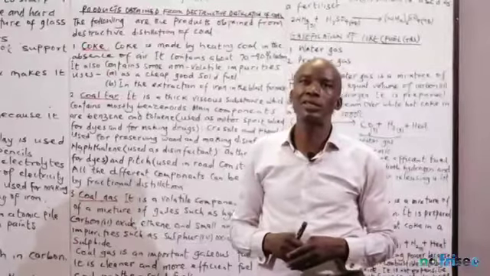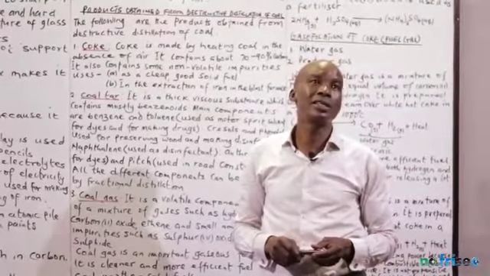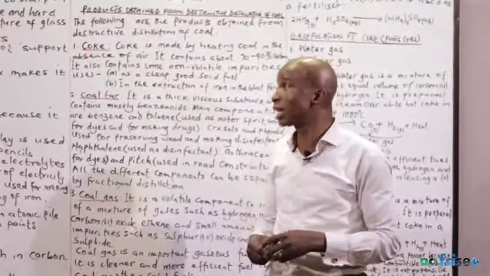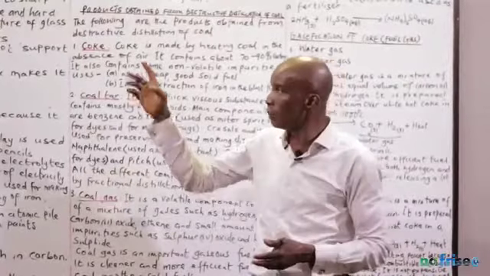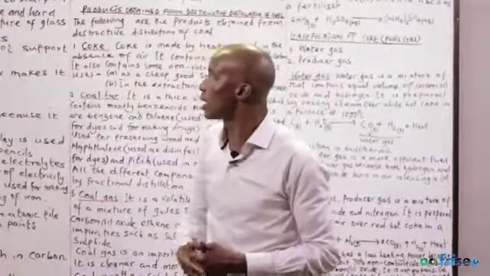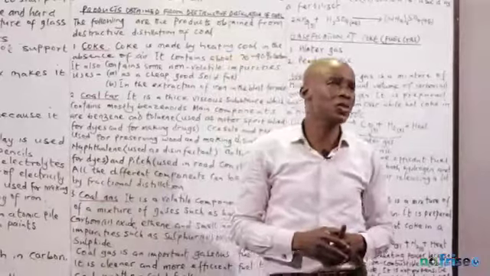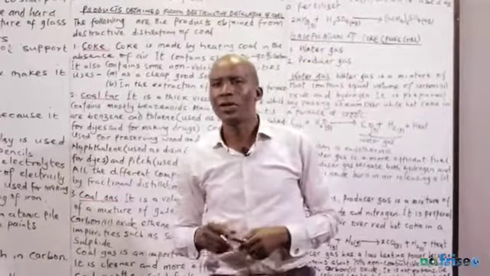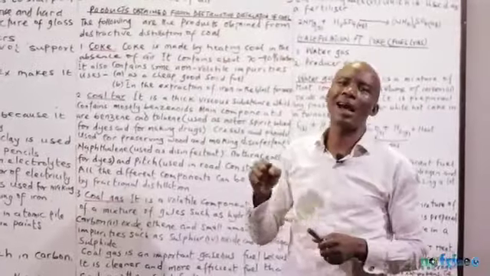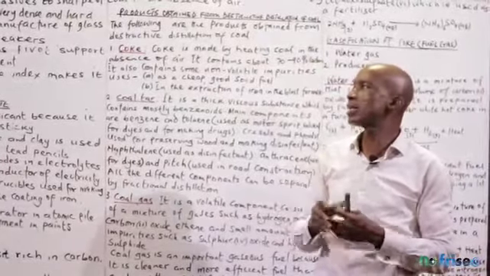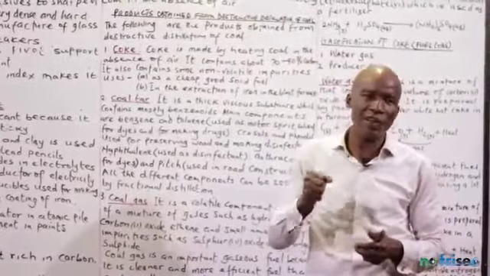Diamond, we know that it is used as jewelry, but let me begin with its use as an abrasive. Diamond is used as an abrasive because it is very dense and hard. So we use it as an abrasive to sharpen very hard tools.